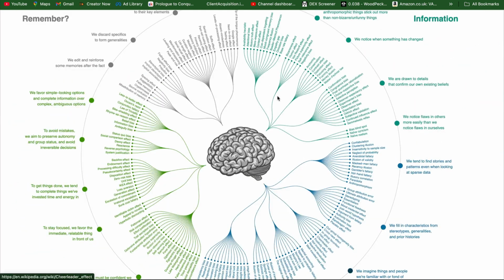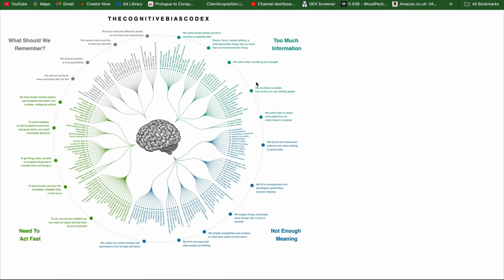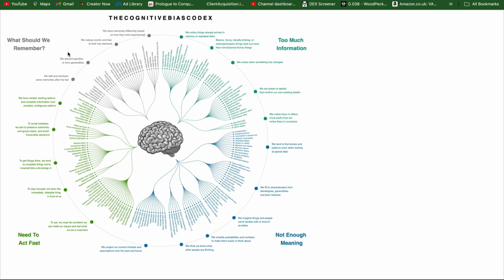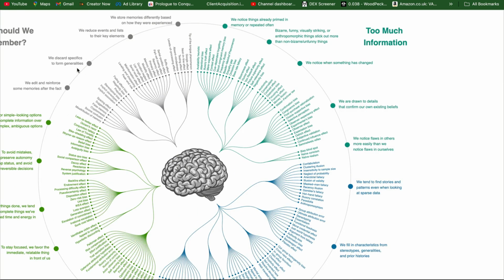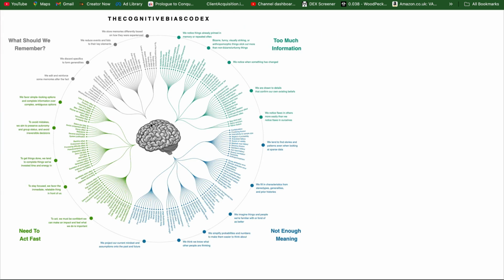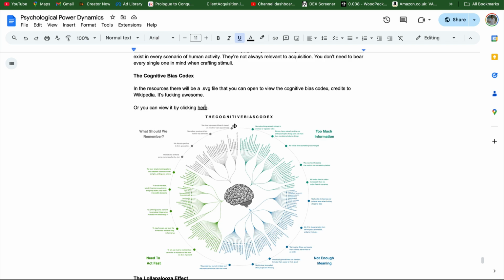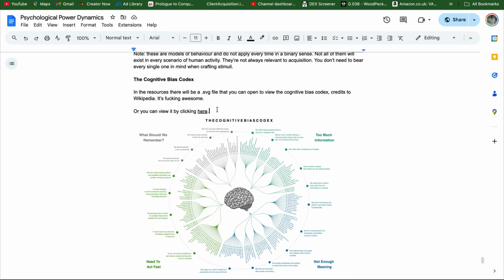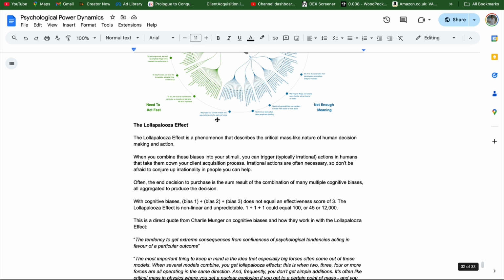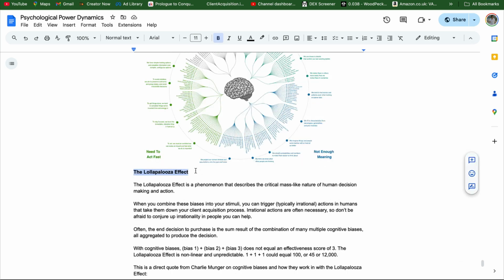So if you want to study even further, you can utilize this. And it tells you the part of the brain as well, right? So too much information, not enough meaning, need to act fast, what should we remember? And it tells you the different parts of the brain where we discard specifics to form generalities. That's what this part of the brain does at the top, right? So very sick resource, would recommend reading it. Ty Lopez is the guy that made me understand this, and it was really game changing for me. Now let's talk about the Lollapalooza effect.